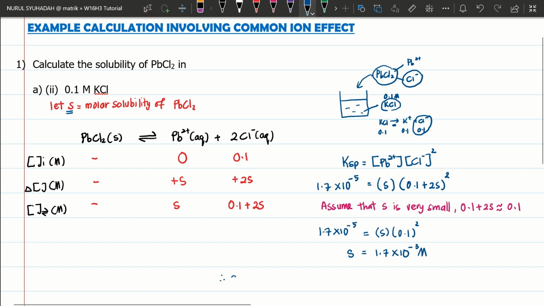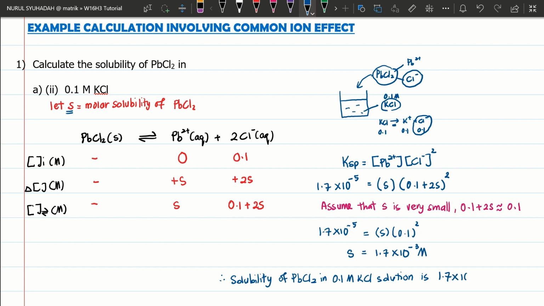Okay, so solubility of PbCl2 in 0.1 molar KCl solution is 1.7 times 10 to the power of negative 3 molar. Okay, so yang ini adalah untuk soalan yang kedua, 1A2.